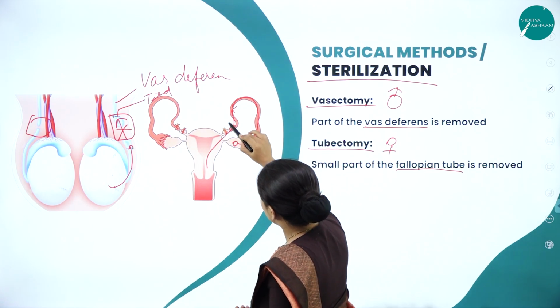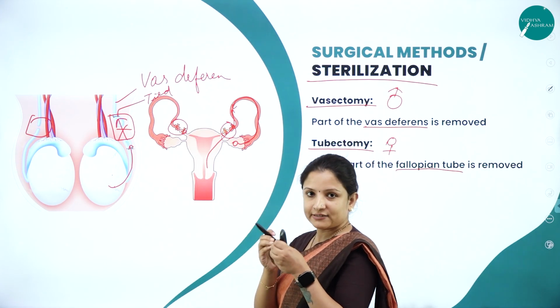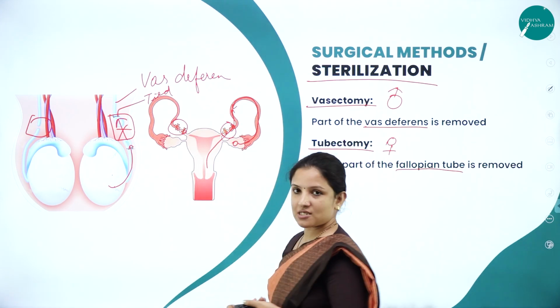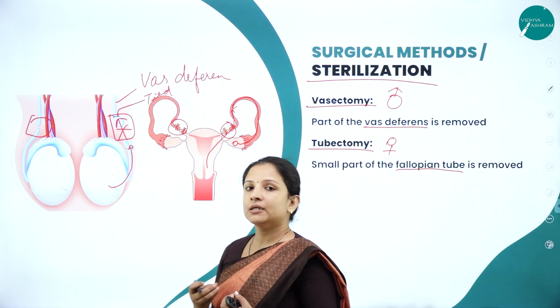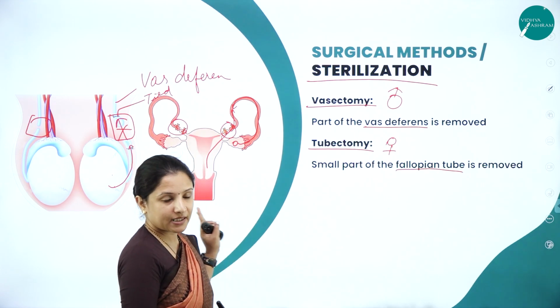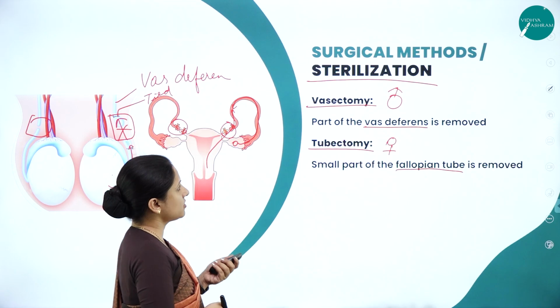But if a cut is made in the fallopian tube, see this portion, and the two ends of the cut are tied, then how can the ova and the sperm reach each other? Not possible. Therefore, these are permanent methods. So pregnancy can be prevented. These are the two surgical methods, or sterilization methods.